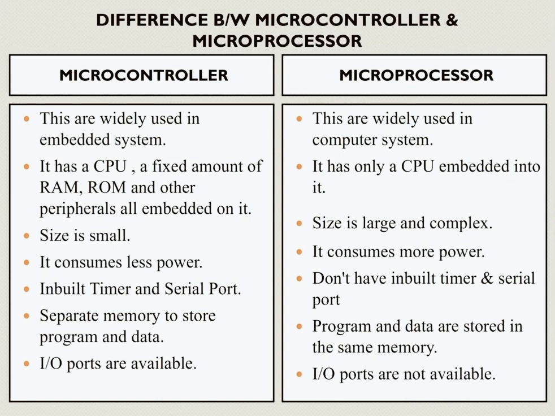Microcontroller has an inbuilt timer. Microprocessor doesn't have an inbuilt timer. Microcontroller has a serial port. Microprocessor doesn't have a serial port. In a microcontroller, there is separate memory to store program and data. In a microprocessor, program and data are stored in the same memory. In a microcontroller, input-output ports are available. In a microprocessor, input-output ports are not available.